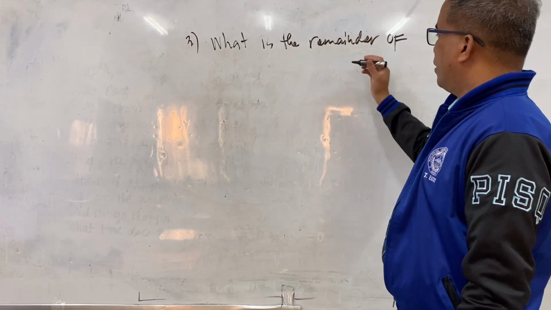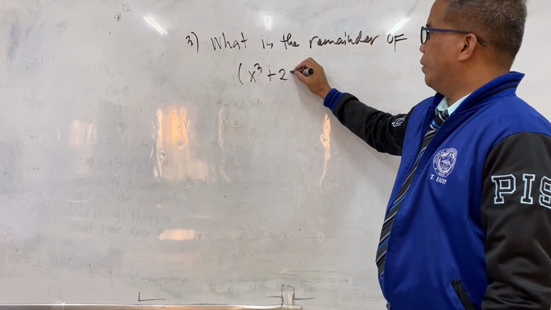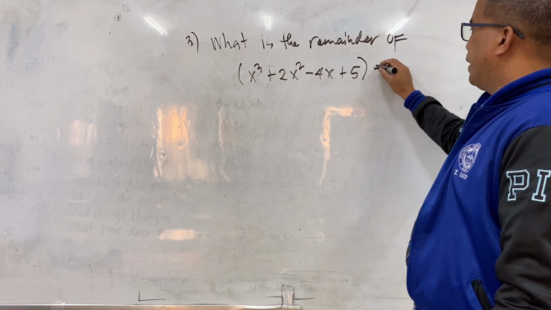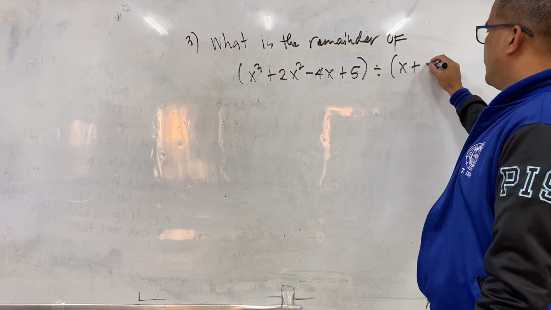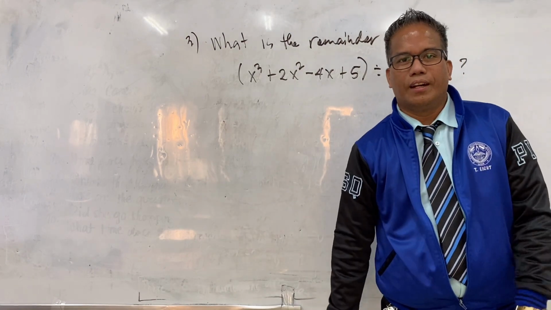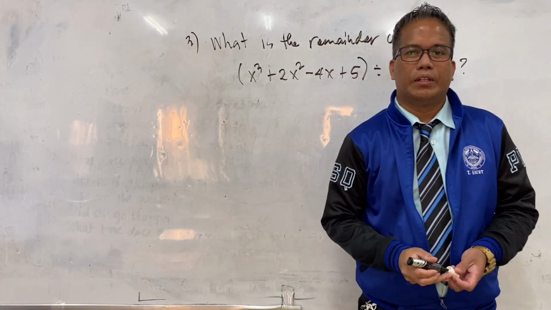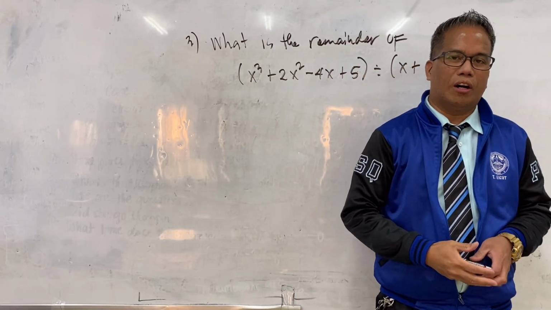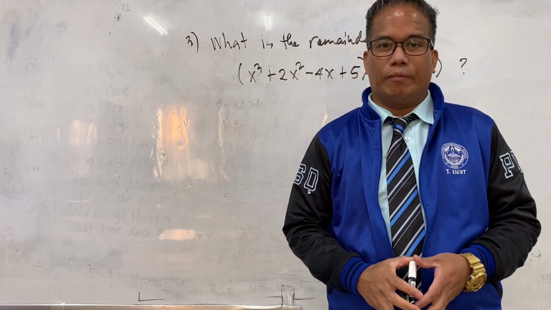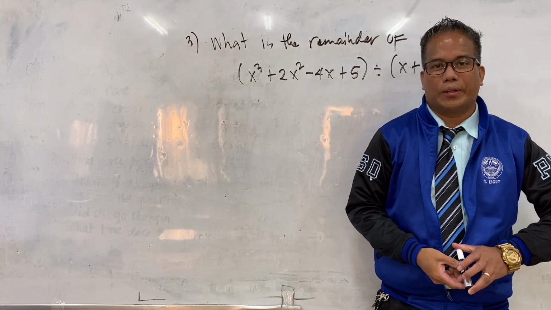So what is the remainder of the quantity x cubed plus 2x squared minus 4x plus 5 divided by x plus 3? So this is the question. Now, since we already introduced the remainder theorem, we can apply it here instead of using synthetic division or the long division method. So we can use the remainder theorem now.